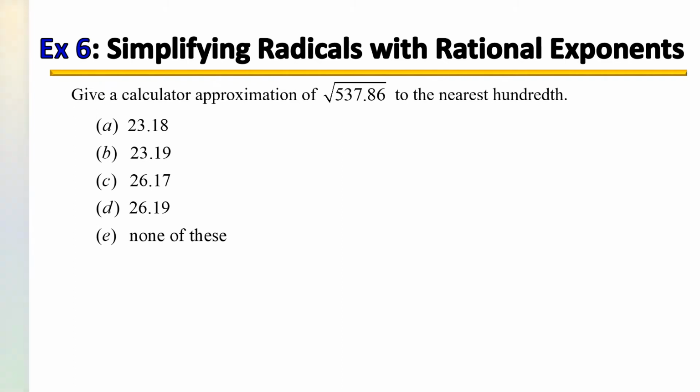In this example, you're going to simply take your scientific calculator and calculate the approximation of the square root of 537.86 to the nearest hundredths place. In other words, leave 2 decimal places. So if you go ahead and type that into your calculator, you should get the following approximation.